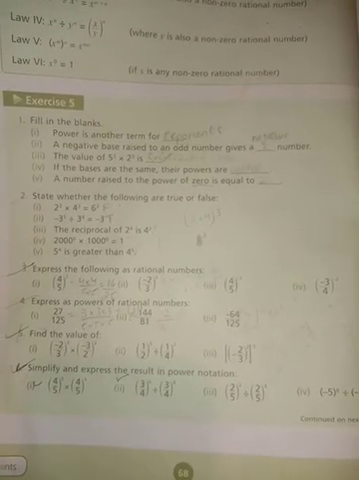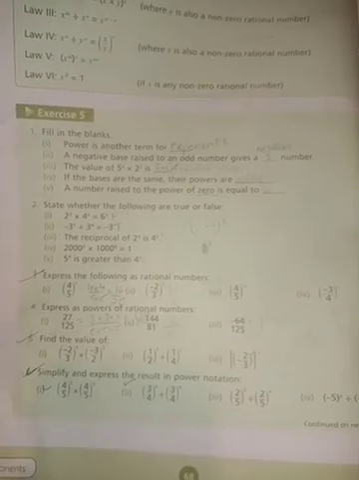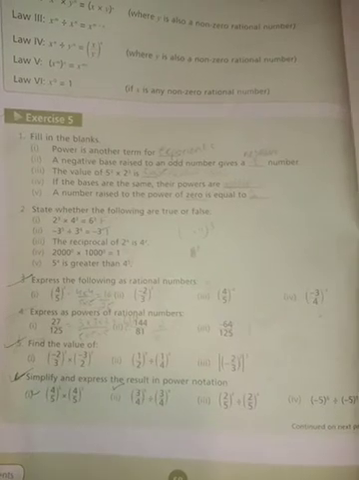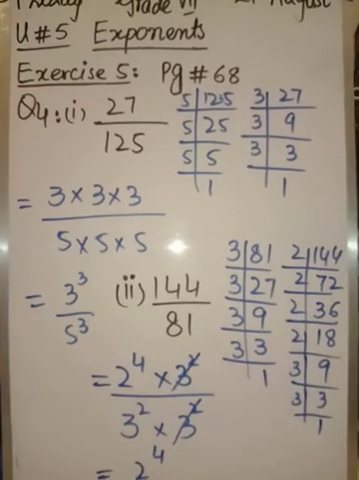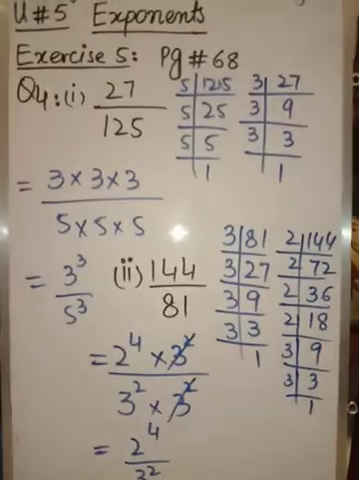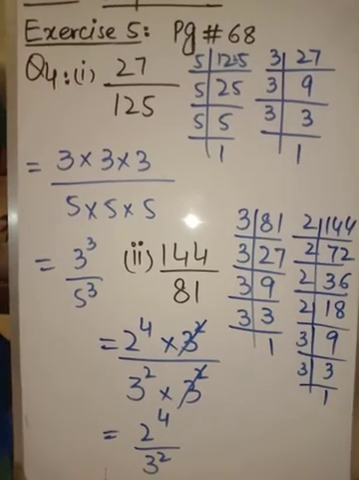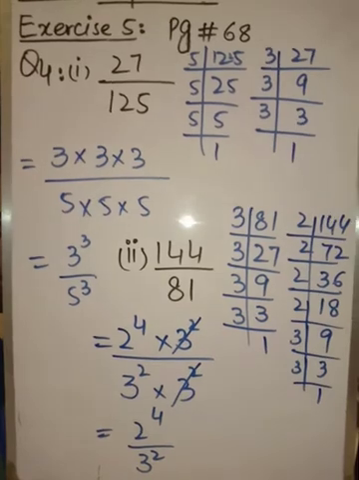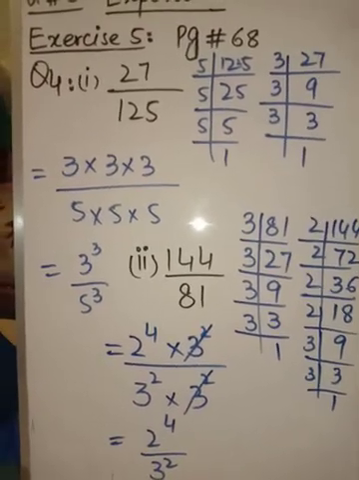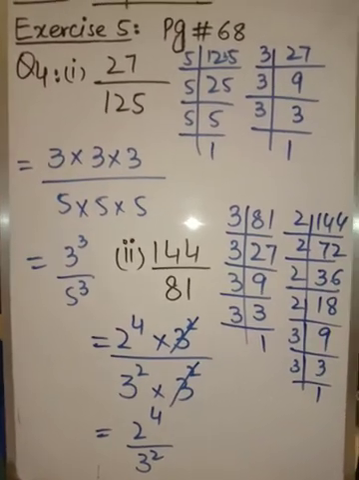In question number 4, we have to express numbers as powers of rational numbers. Let's have a look. I am solving the first two parts for you. You have to write down part number 3 by yourself and solve it also. In part number 1, we have 27 over 125. Just find the prime factors of 27. Then we got 3 times 3 times 3, and when we take prime factors of 125, we got 5 times 5 times 5. So we have 3 cube over 5 cube. We have expressed the rational number in terms of exponents.